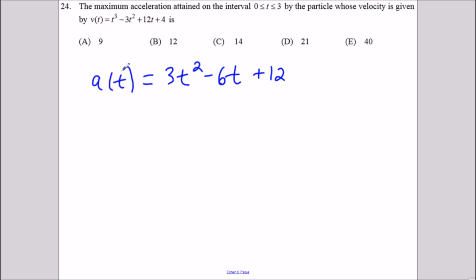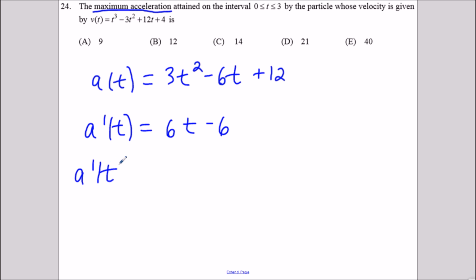But the mistake would be to set this function equal to 0 and start solving. We're trying to find maximum acceleration. We're not finding maximum velocity. So the fact that this is the one to be maximized means we need to find the derivative of a, which is 6t minus 6, and we're going to find the critical value. So this is equal to 0 when 6t minus 6 equals 0, or when t is equal to 1.